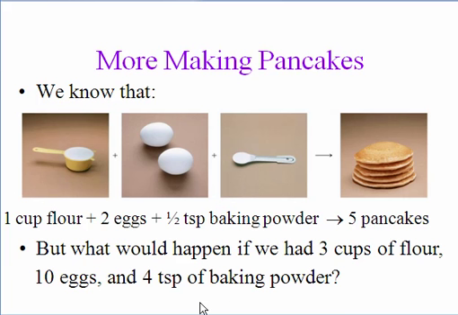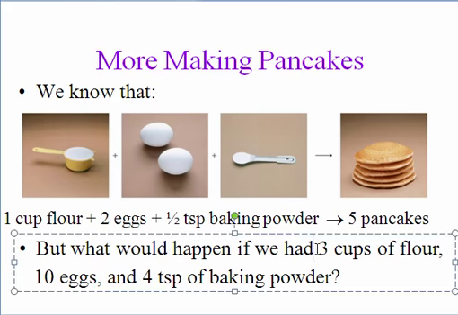Now, we introduced the concept of stoichiometry originally with this pancake recipe. And we also looked at the possibility of having 8 eggs and more than enough flour and baking powder. But what happens if we have 3 cups of flour, 10 eggs, and 4 teaspoons of baking powder? How do we know how many pancakes we can make if we don't have what's known as an excess, or more than enough, of the ingredients? We have a finite number here. How do we figure that out?